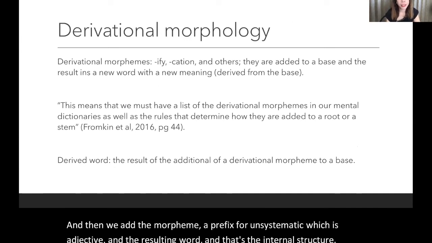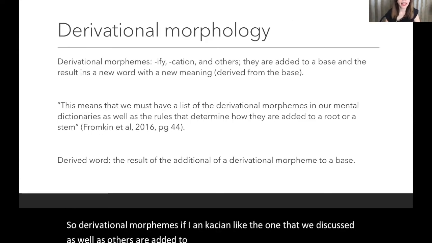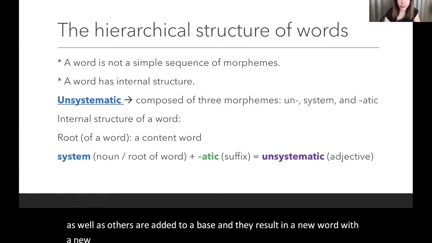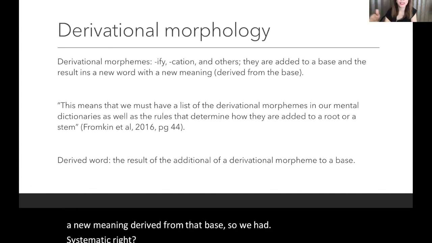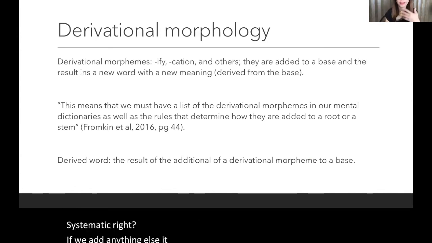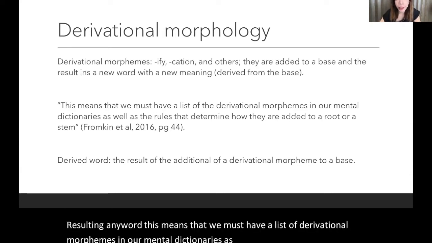So derivational morphemes, ify and cation, like the ones that we discussed, as well as others, are added to a base, and they result in a new word with a new meaning derived from that base. So we had systematic, right? If we add anything else, it could result in a new word. This means that we must have a list of derivational morphemes in our mental dictionaries, as well as the rules that determine how they are added to a root or a stem.